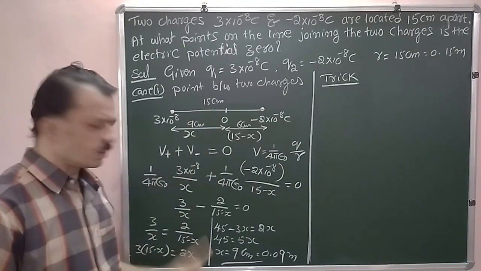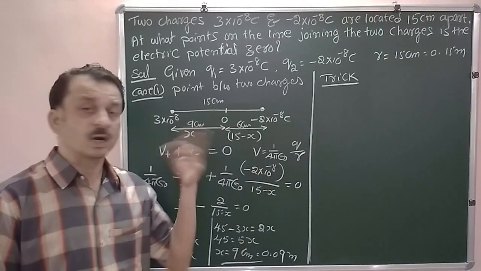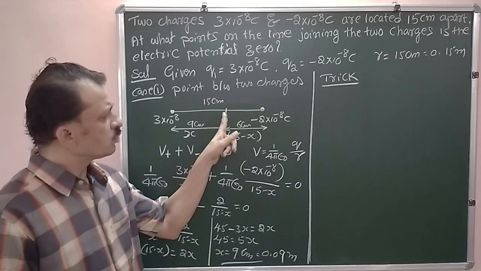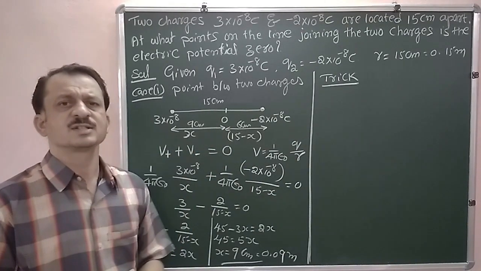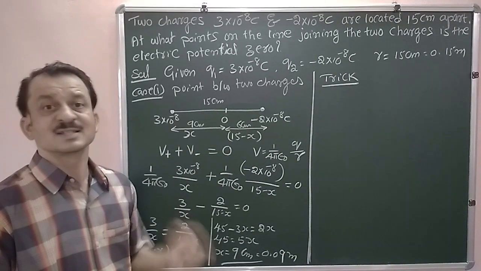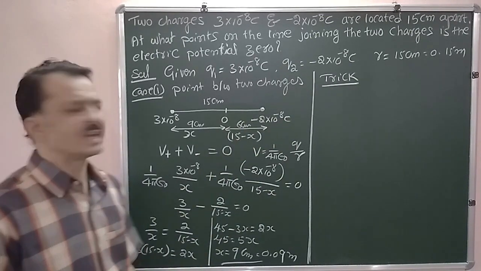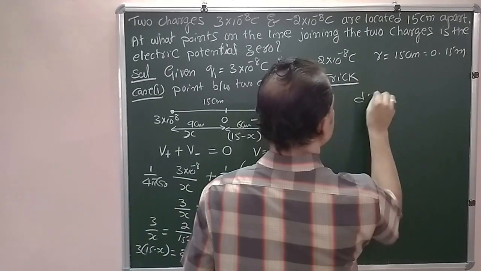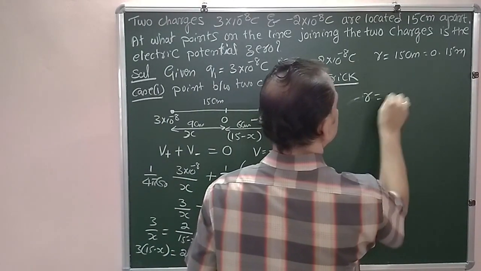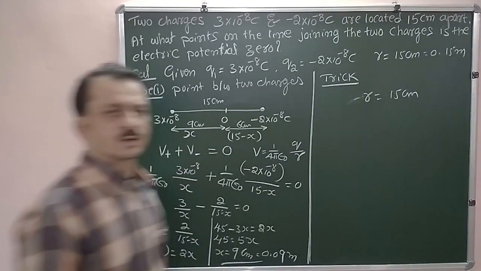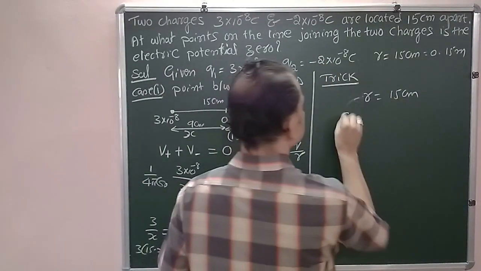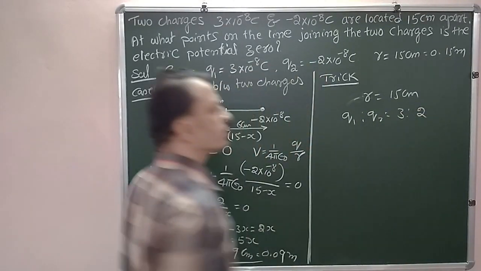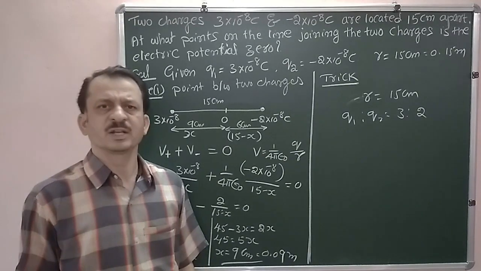Now we'll solve the same problem from a competitive examination point of view. That means we have to find the point between the two charges at which the potential is 0. We use a simple trick here. Now what is the total distance given? The distance r is equal to 15 centimeter. What is the ratio of the charges? So q1 is to q2, it is 3 is to 2. For the time being, neglect the minus sign here.